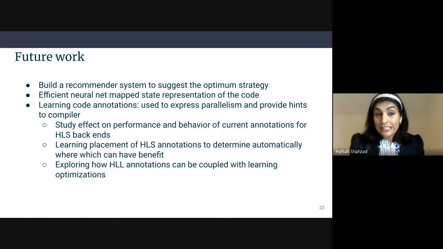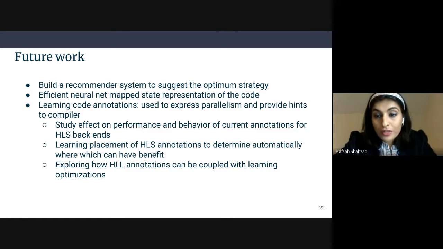Okay. Now I'll discuss what we are doing as a next step. We are thinking of developing a recommender system that can, on the go, suggest what could be the optimum strategy. So the developer decides which goals are important to them, and then the system can actually devise the optimum strategy for them.